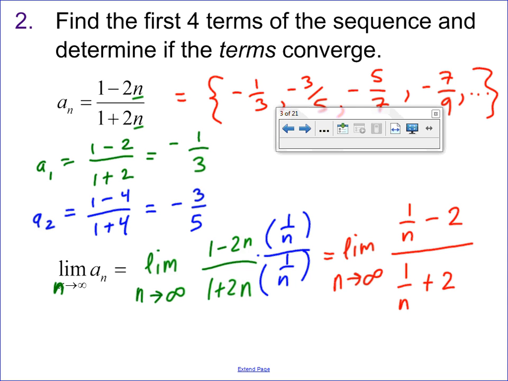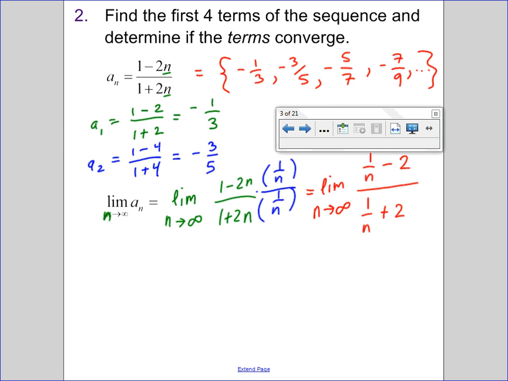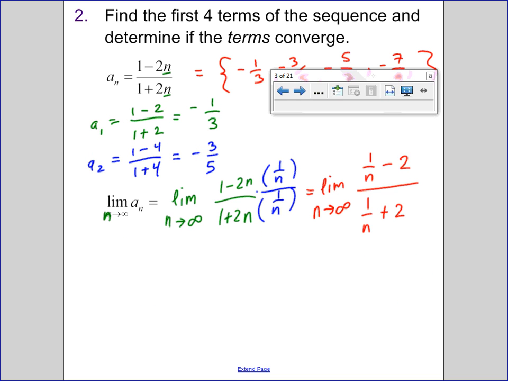Take a look at our quantity 1 over n. As n goes to infinity, is this indeterminate or determinate? No, this is determinate, right? We spent a lot of time evaluating these in the past. We know that as n goes to infinity, 1 over n goes to 0. And so I'm left trying to evaluate the limit as n goes to infinity. Well, I just did. I just let n go to infinity, so I'm not going to write the limit anymore. I'm going to actually write what's left. We get negative 2 over 2, which is negative 1.